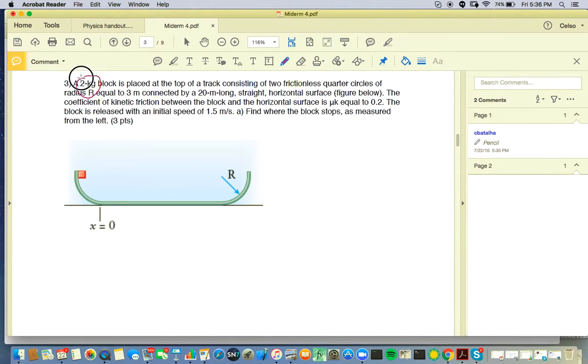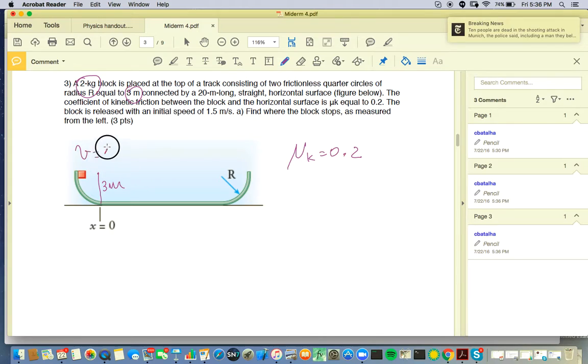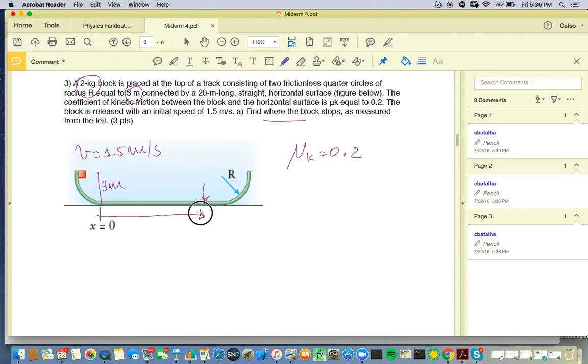In this problem, we have a 2 kilogram block that is placed at the top of this track, and the track is sufficiently long. The radius is 3 meters, so this distance here is 3 meters. The coefficient of kinetic friction is given, and the block is released with an initial speed. Right? So you have an initial speed, and where does the block stop? Let's say somewhere here, right? So you can use conservation of energy again to do this problem.